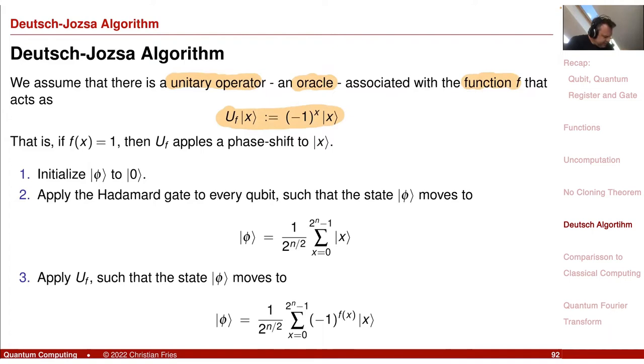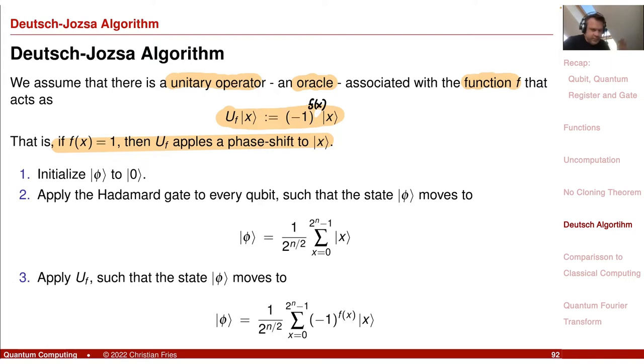sorry, there is a typo here. This should be F of X, right? Yeah, you see it below here. This is F of X. Maybe let's fix this. Otherwise, it wouldn't make sense, right? Okay, so whenever the function maps to one, it will flip the sign of the state where it maps to one. Otherwise, it will keep the sign of the state. So you see that this is actually just a phase shift. A special phase shift. So if F of X is equal to one, then UF applies a phase shift to the state X.